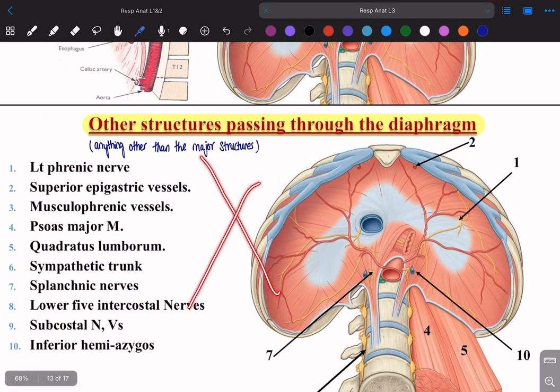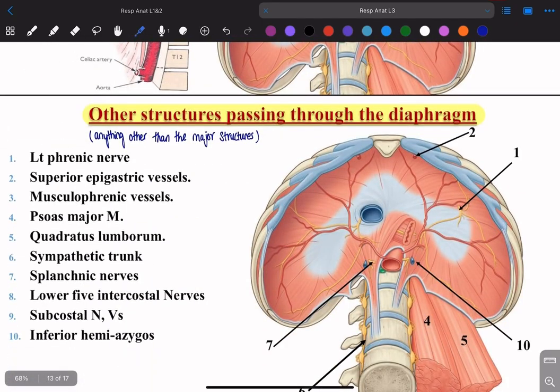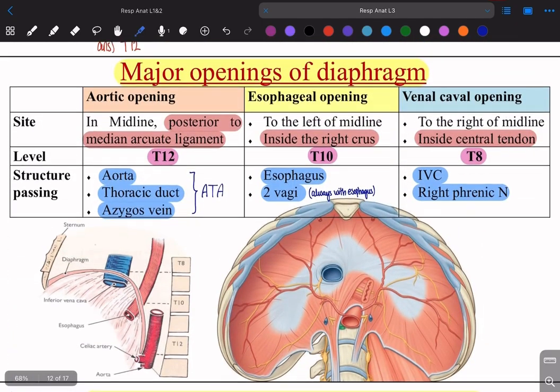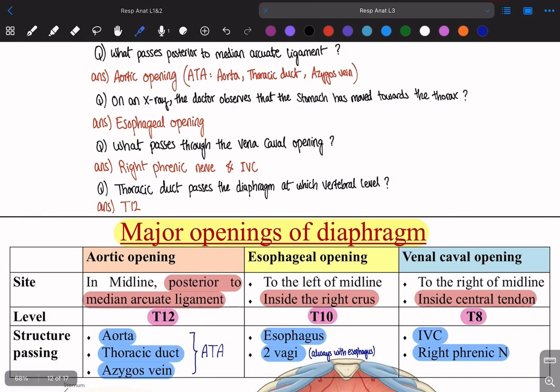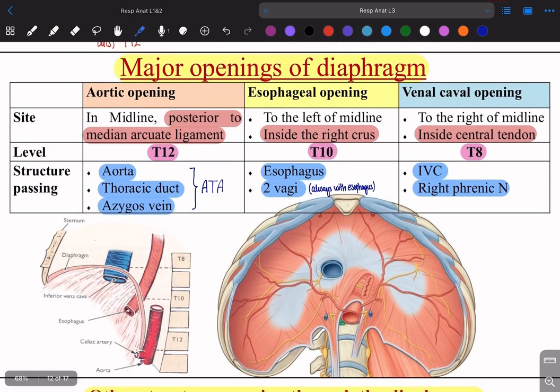All we need to memorize really well is the major openings. We need to know the major ones very well. Anything other than the major ones is going to be another structure, okay? So we have to remember the major ones. Here we have some questions related to this part as well, so we can go over them after this. Okay, we have the major openings of the diaphragm. The major openings of the diaphragm are three: the vena cava opening, the esophageal opening, and the aortic opening.